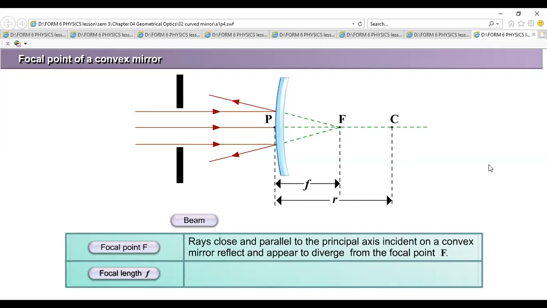So, focal point: rays parallel to the principal axis, incident on a convex mirror, reflect and appear to diverge from the focal point F. The light here is reflected and diverged. We notice that these light rays are diverged, which means that the other side will be focused. The focal length is the distance between the focal point and the pole P of the convex mirror.